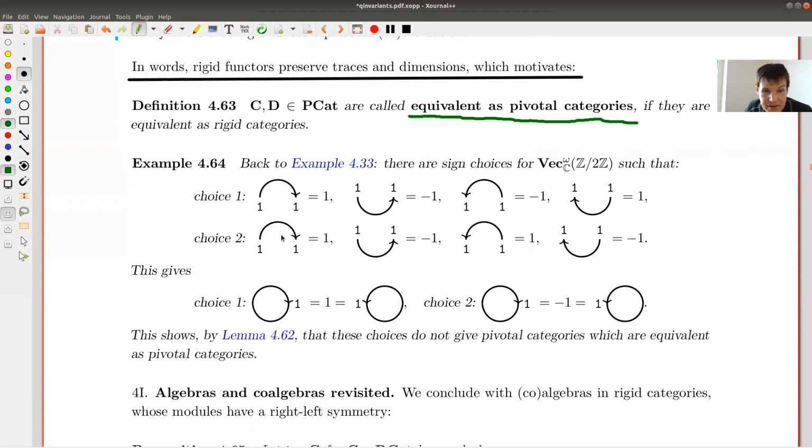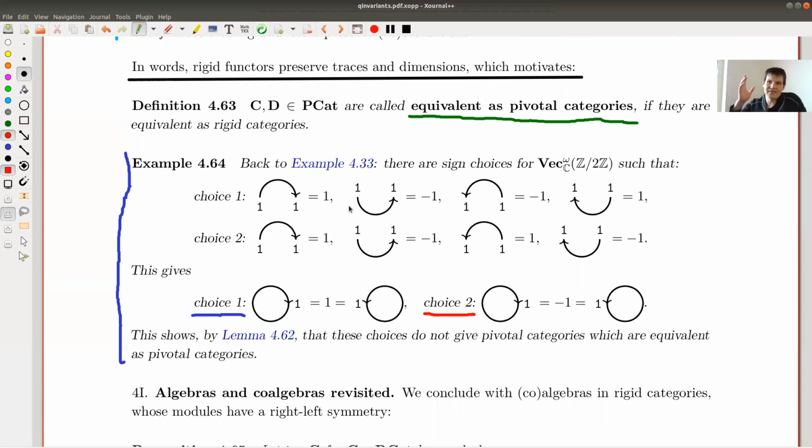And yeah, sure, there are certain choices involved. In ZMod 2, you can cook up choices such that you have two pivotal structures on ZMod 2. One of them gives you dimensions being 1, this is choice 1. One of them gives you dimensions being -1. And they can't be equivalent as pivotal categories because equivalence of pivotal categories preserves dimensions.